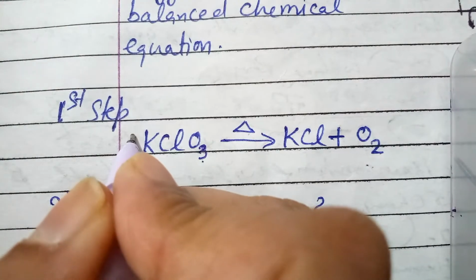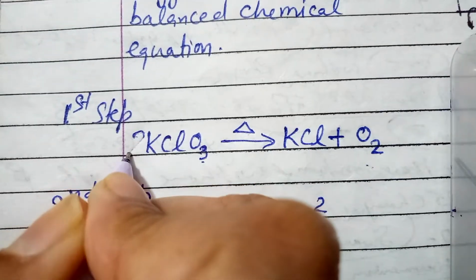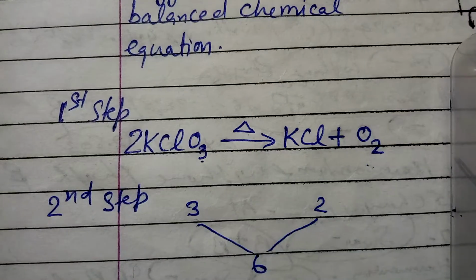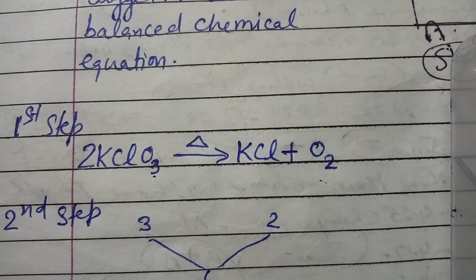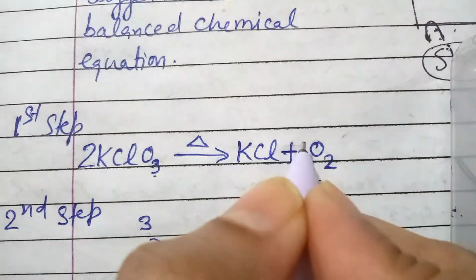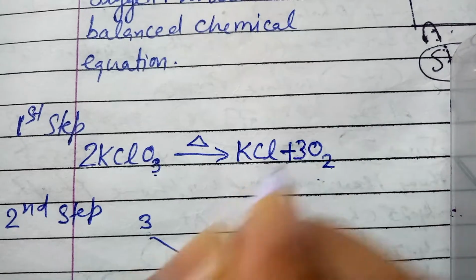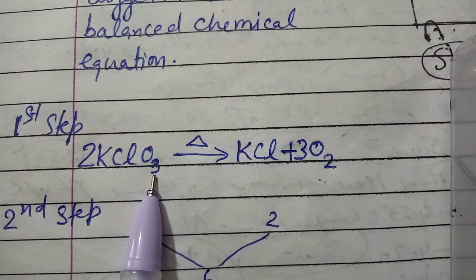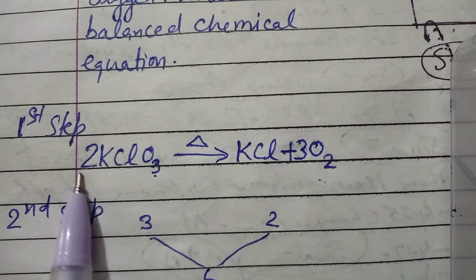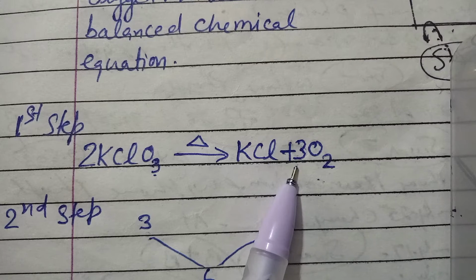Here 3 oxygen atoms are there, and 3 twos are 6, so we will put coefficient 2 on the reactant side. And 2 atoms of oxygen are there on the product side, so here we will put coefficient 3. By doing so, oxygen atoms are balanced: 3 twos are 6 on the reactant side and 2 threes are 6 on the product side.